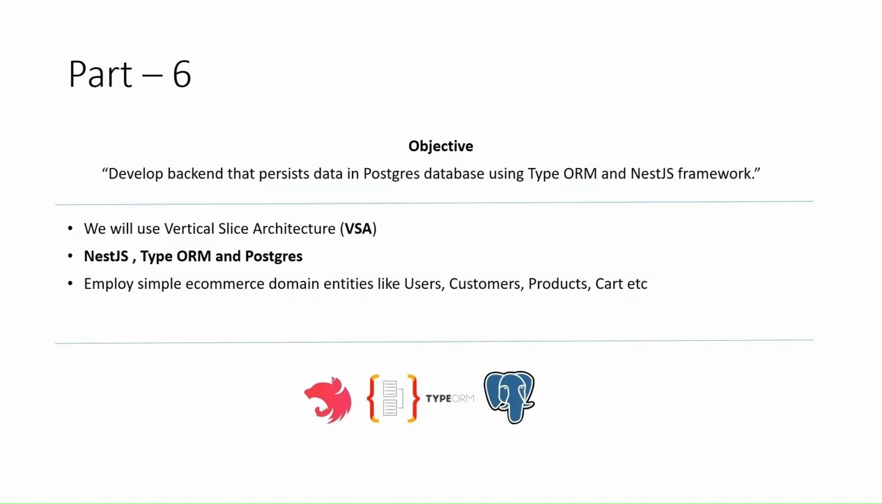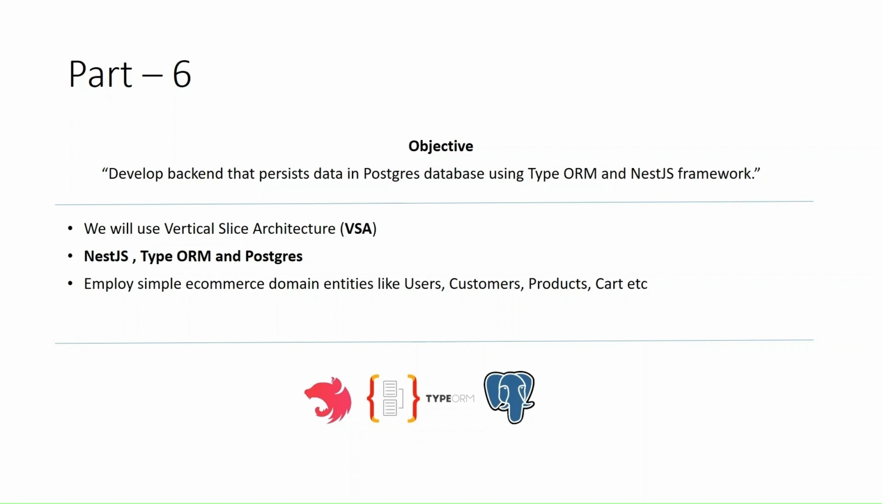Welcome to part 6 of this series, and in this part we will be using the NestJS framework, the TypeORM framework, and Postgres to create our REST API. In previous parts we had been developing things from scratch, but in this case we will be using frameworks that will make things much easier for us.